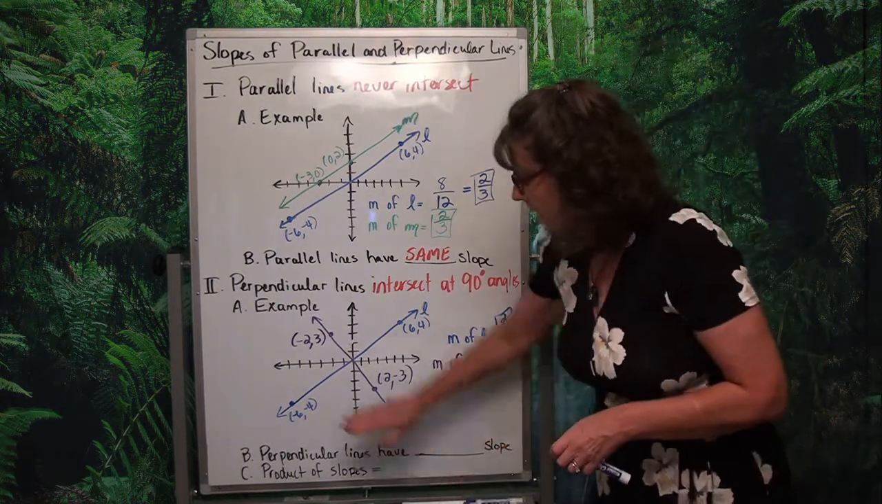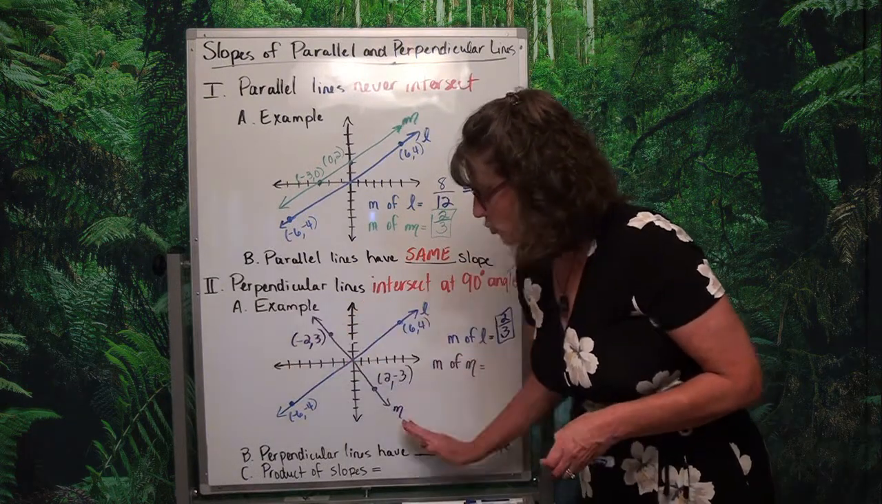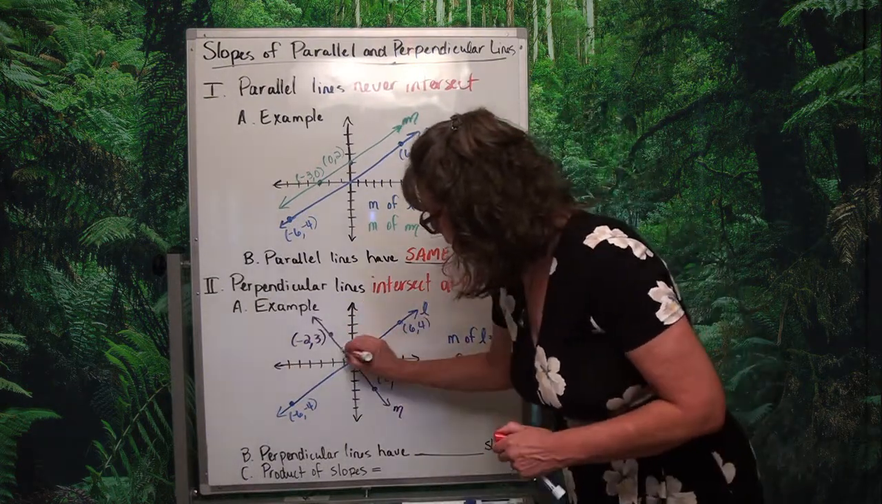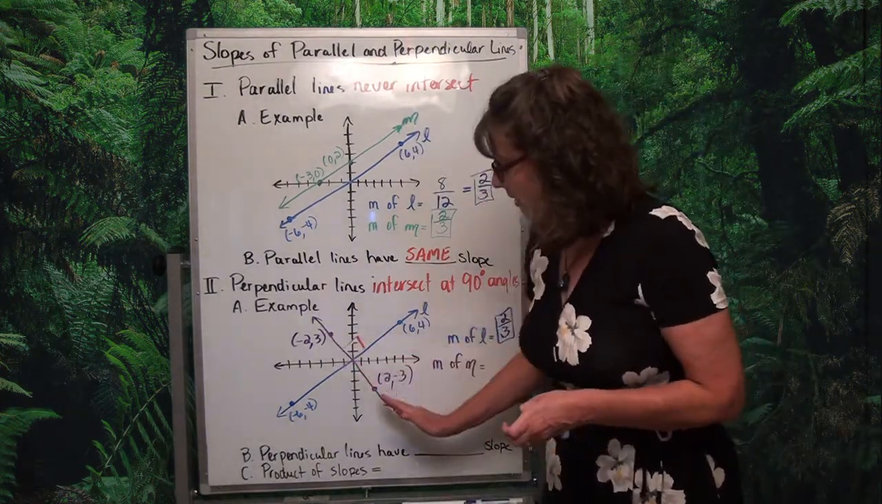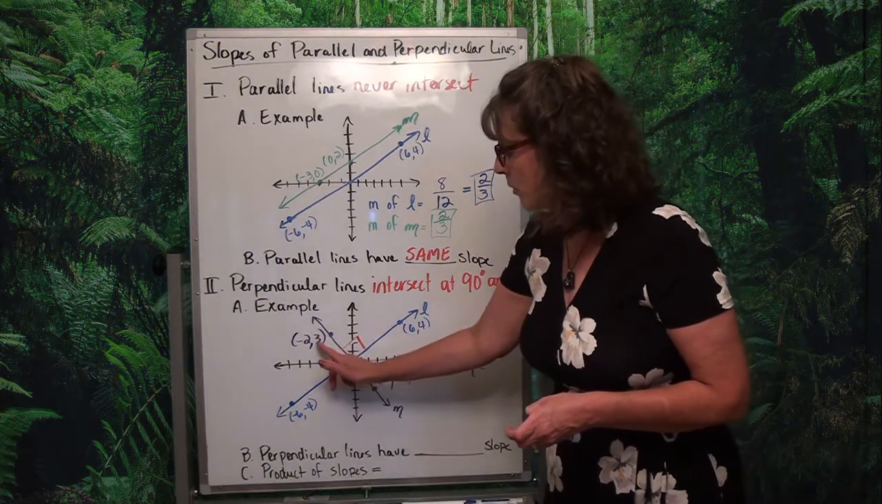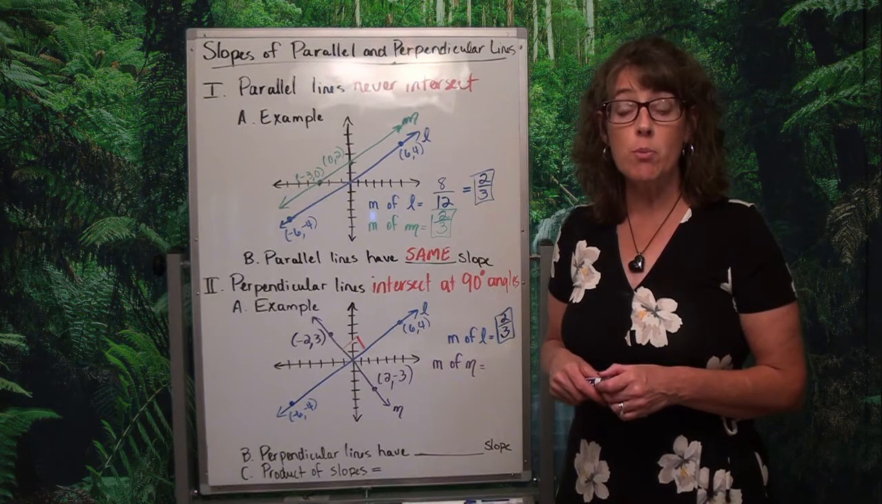So what I did was I laid a protractor down here on line L, and I went up 90 degrees and drew that line. And you can see this is a pretty good 90-degree angle right here. Now, I figured out, okay, where does that line N hit? And it hit at the points -2, 3 and 2, -3. Now let's figure out the slope of that line.